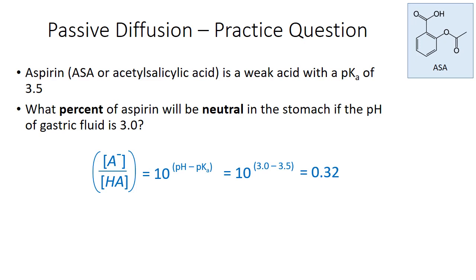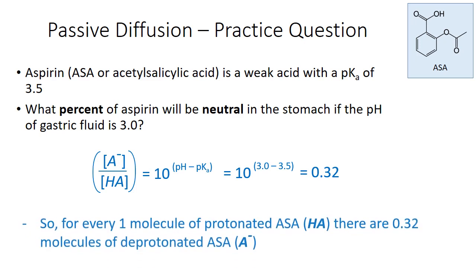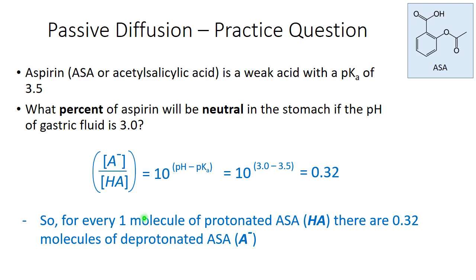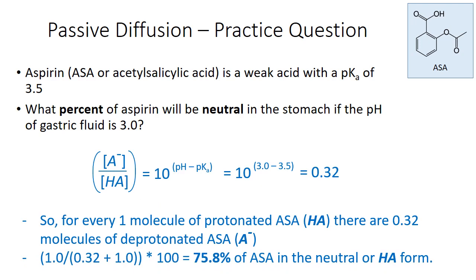So we still don't have a percent yet, right? This is going to be just a tiny bit more work. So for every one molecule of protonated HA, there's 0.32 of deprotonated. So to get the percent, we don't need an absolute amount or mass. We still don't know the mass, and we don't need to know that. We could assume any units, but as long as we put these together, we'll put the 0.32 plus 1, right? And that would be our 1.32. So that's going to be the denominator, because that's the total amount.